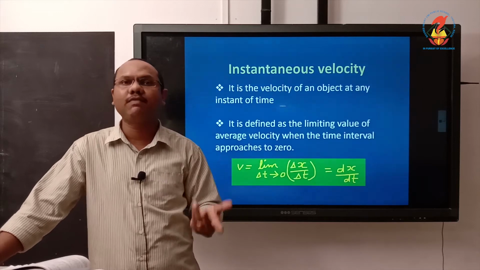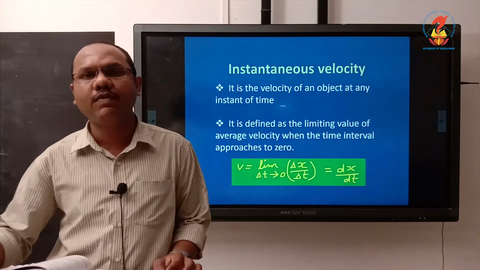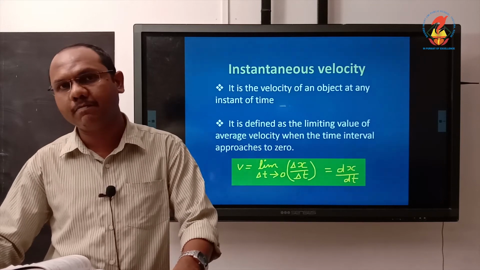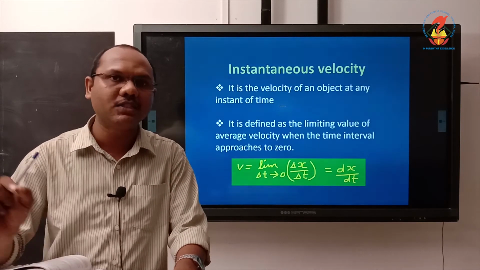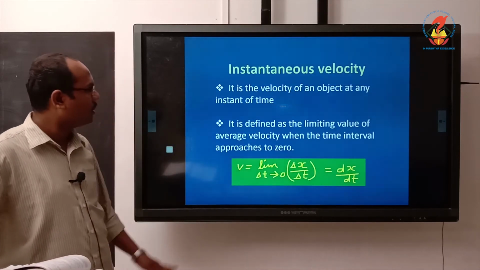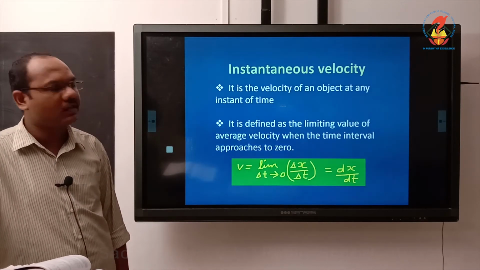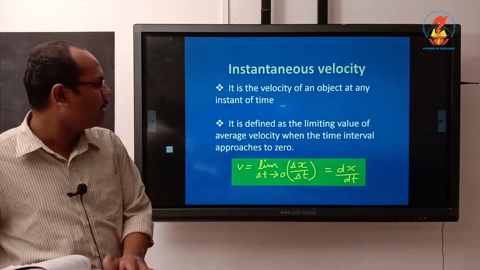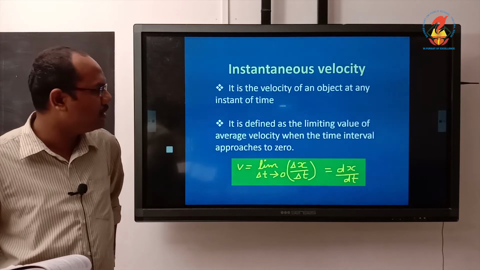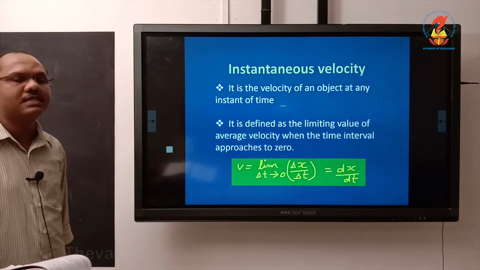So it's very difficult. So what we do is, if that being the case, we don't go for the average velocity. We will go for the instantaneous velocity, which means velocity at any instant of time. So what is meant by instantaneous velocity? It is defined as the limiting value of the average velocity when the time interval approaches 0.